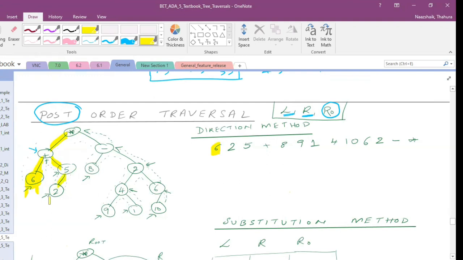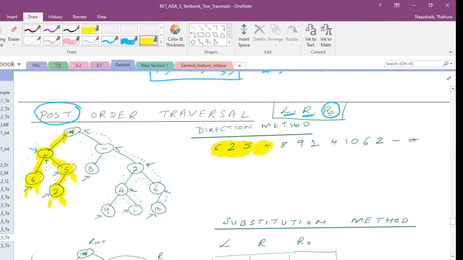Go to the left. Now here, go to the left. There's nothing on the left. Go to the right. There's nothing on the right. This is the root. So now I finished left. I have to check something on the right, nothing on the right. Then I print the root. So now I have finished the left, I have finished the right, then I print the root.